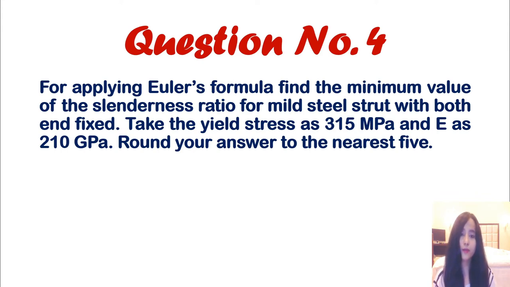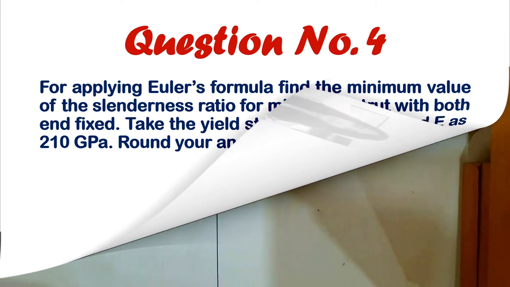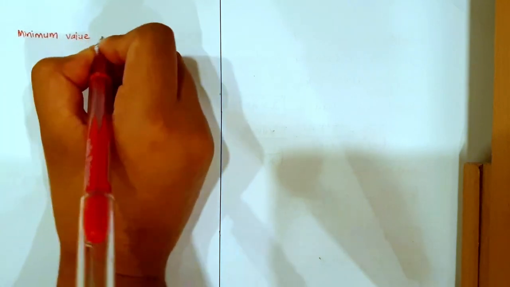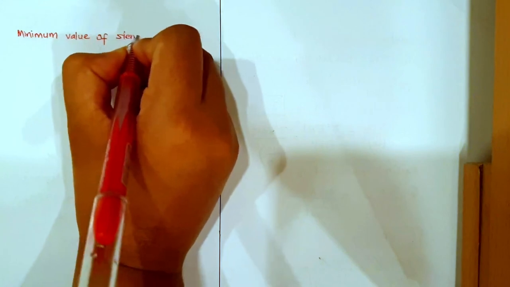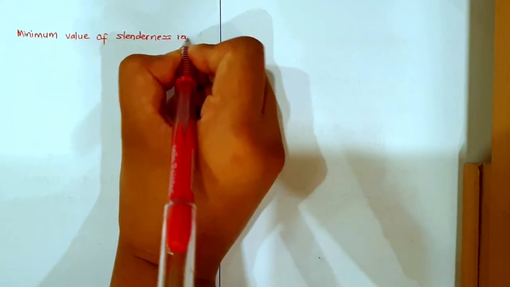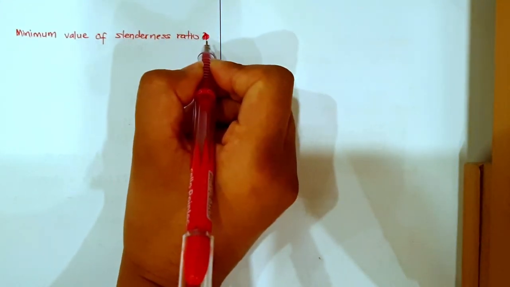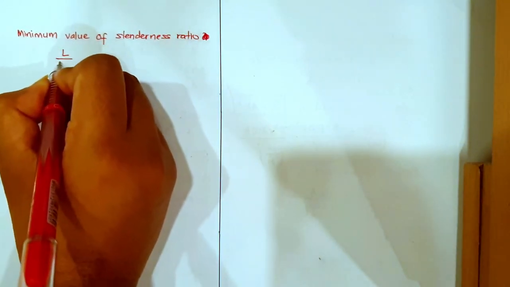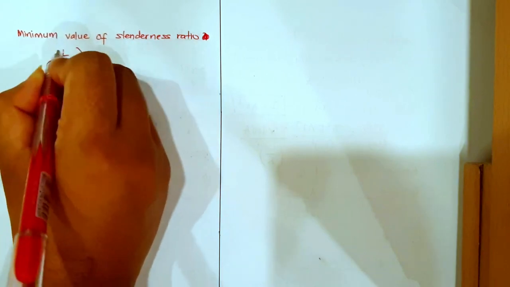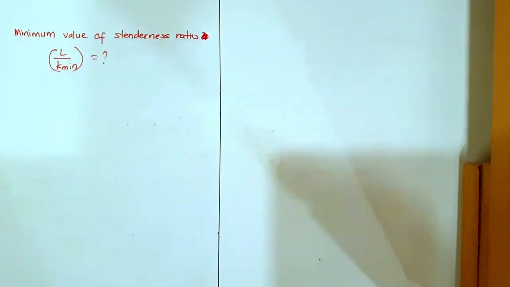And this is the last numerical for today's session. Now again, for this numerical, we need to find the minimum value of slenderness ratio. So what do we need to find? We need to find the minimum value of slenderness ratio, lambda, which is L by K minimum. This we need to find, right?